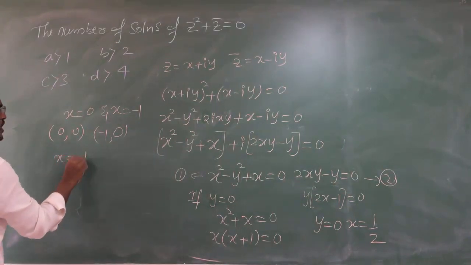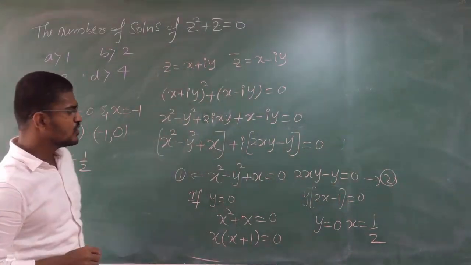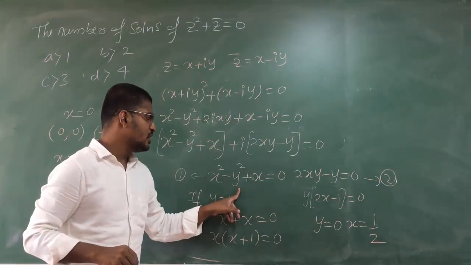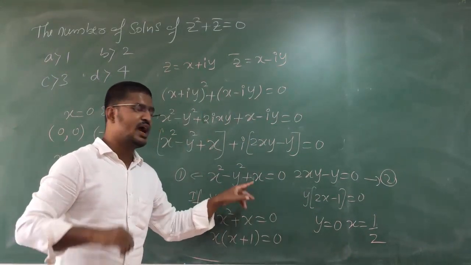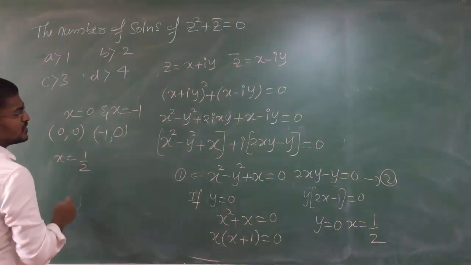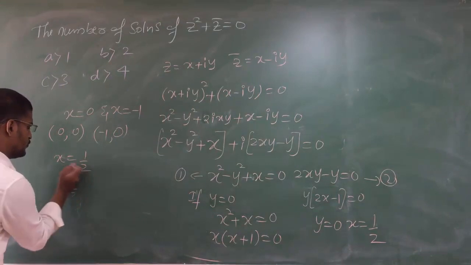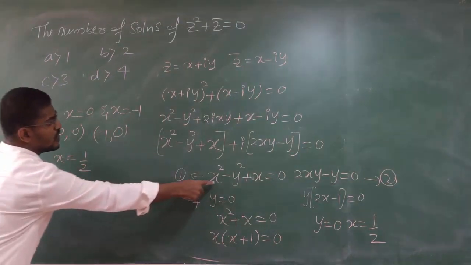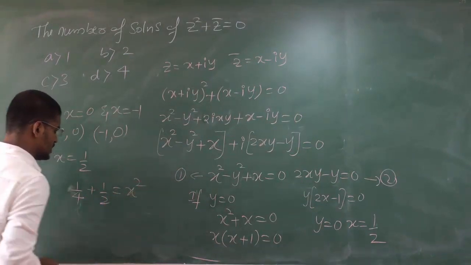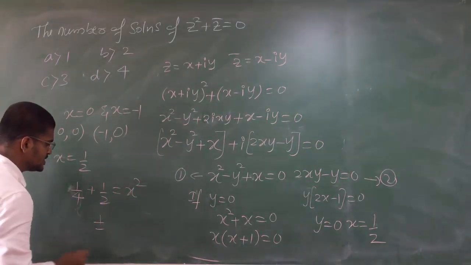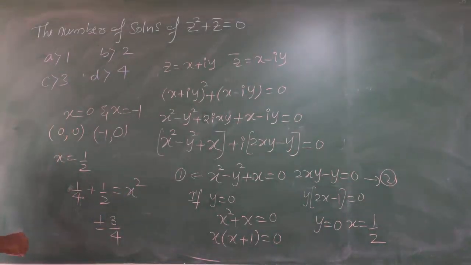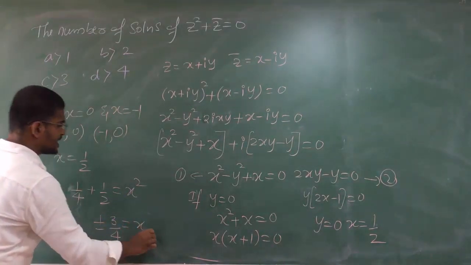If x equal to 1 by 2, now what are you going to have? You simplify here, and if you simplify again, you are going to get a solution. That will be, if x equal to 1 by 2, 1 by 4 plus 1 by 2 equal to x square. That will be plus or minus 3 by 4 for x.